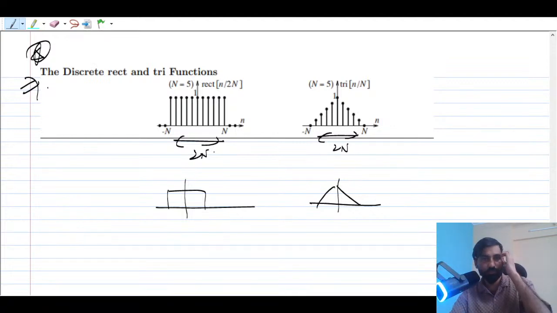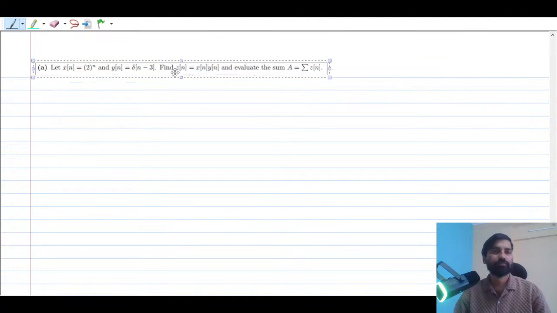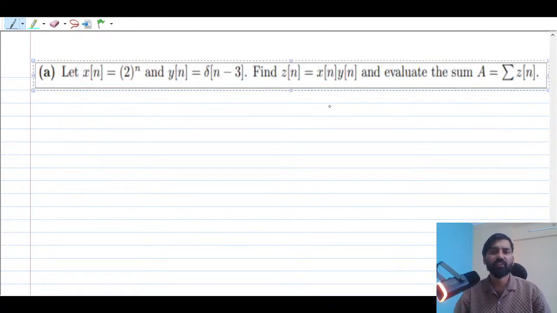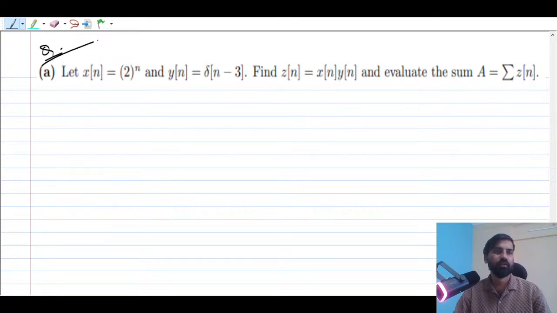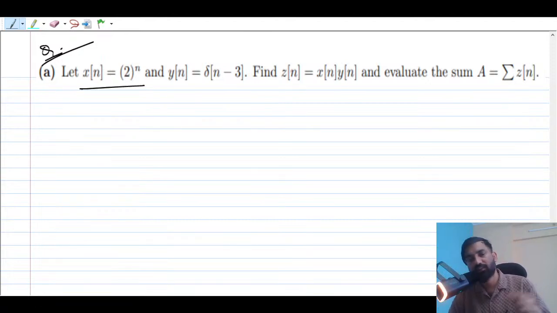So let's take one question and try to solve this, okay. अगर मान लो एक क्वेश्चन हम लेते हैं, उसको सॉल्व करते हैं, तो कैसे सॉल्व करेंगे? Let me suppose we have got a question of this kind. Suppose we have got x of n, that is nothing but 2 raised to power n, right? ये exponential है, discrete exponential, okay. It will be growing always, right, as n increases? And y of n is given, that is nothing but delta n minus 3.